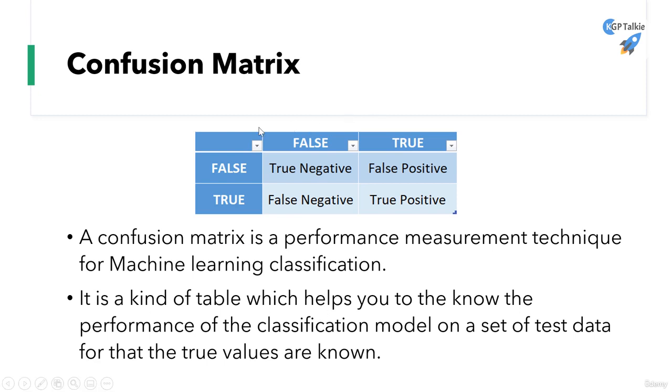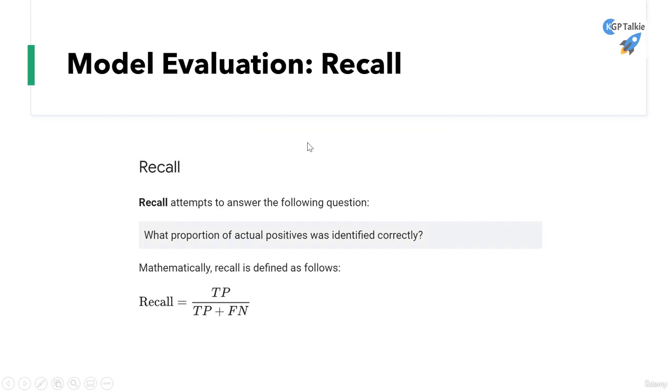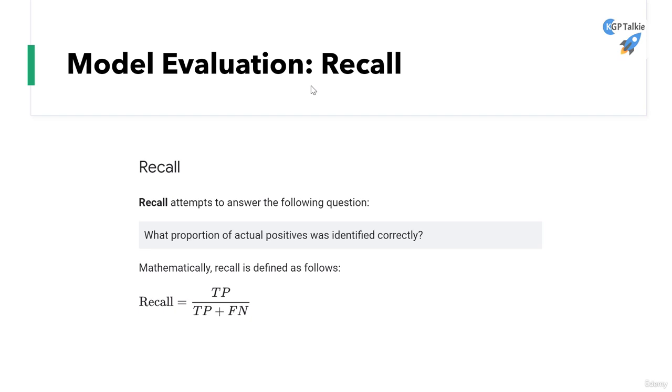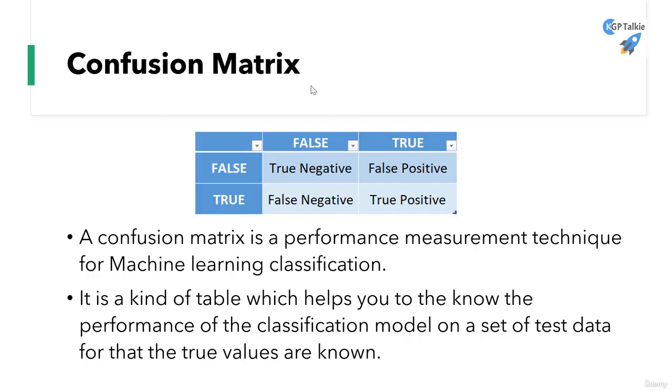So here we have the confusion matrix. Sorry, one more thing I forgot to tell you. These are the three actual model evaluation metrics: accuracy, precision, and recall. Then we have the F1 score as well. The F1 score, in general, is the harmonic mean of recall and precision. All right, perfect. Now let's try to understand what the confusion matrix is.